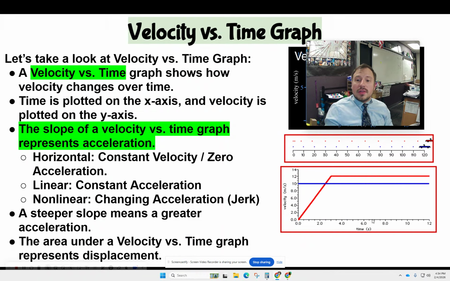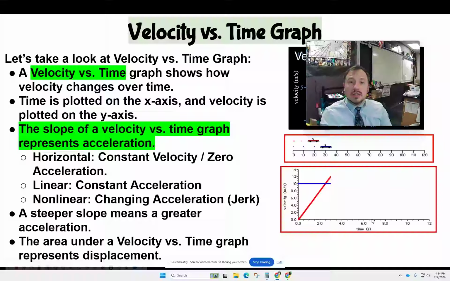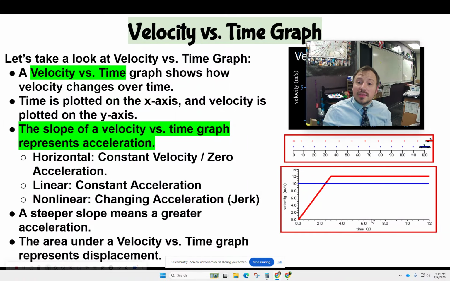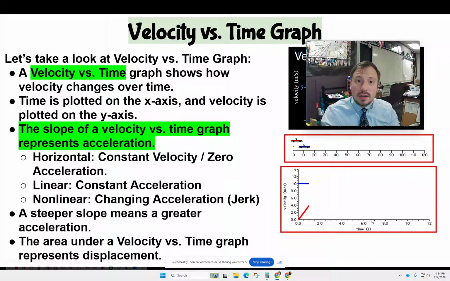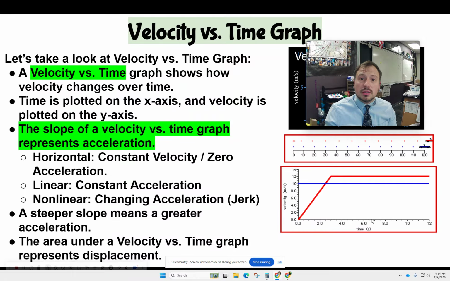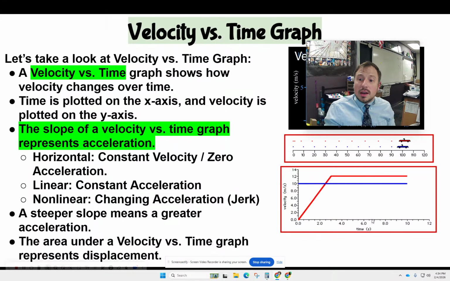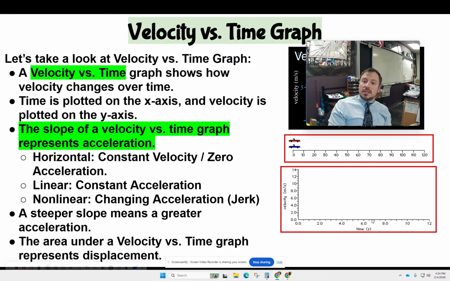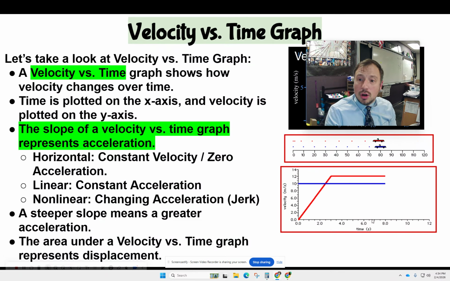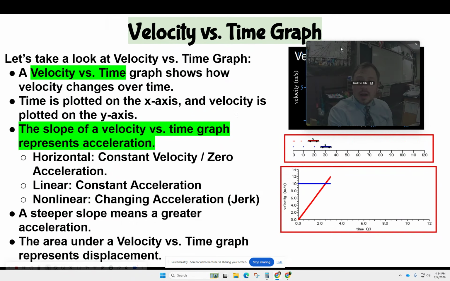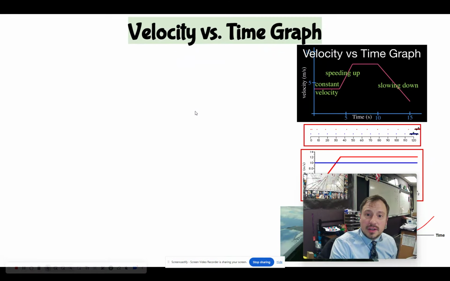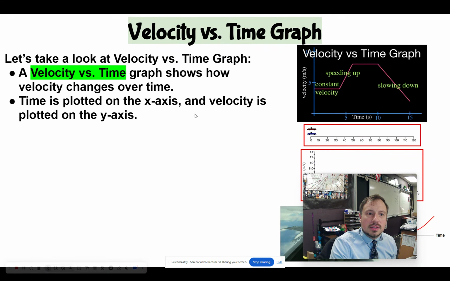You can see here that the blue car is traveling at a constant velocity, and the slope is horizontal, so there is no acceleration. Rise over run: if you don't have any rise, the slope is zero. Now that red car is accelerating. It's increasing its velocity, so you can see here it's a linear slope, and then it travels at a constant speed, so the slope is horizontal. There's no acceleration.